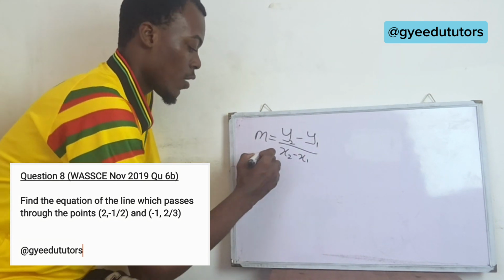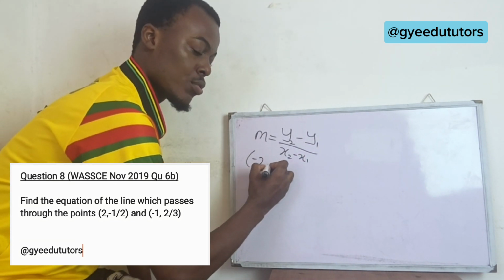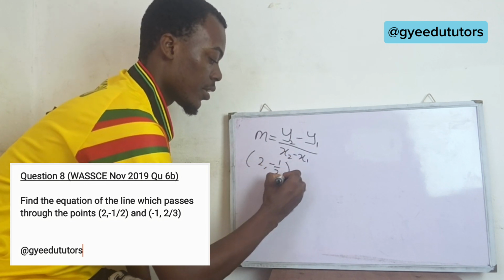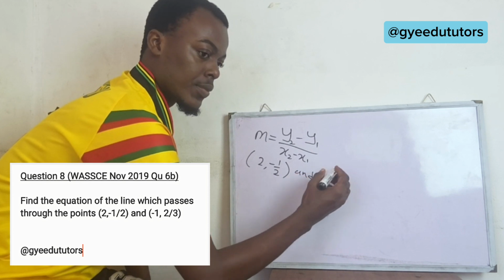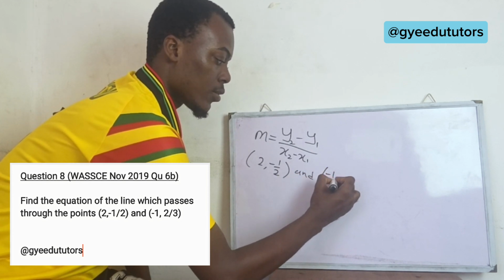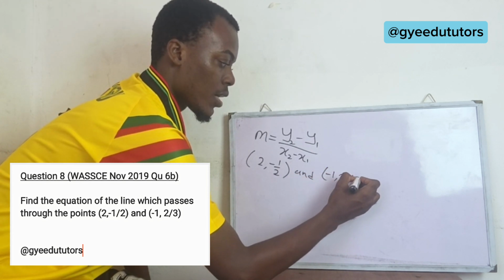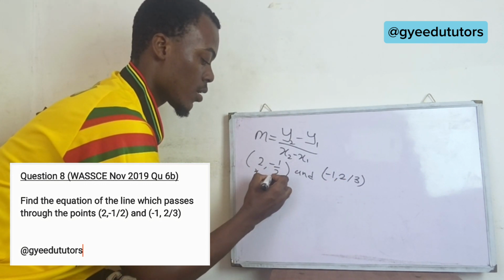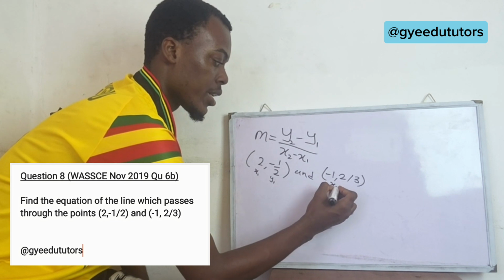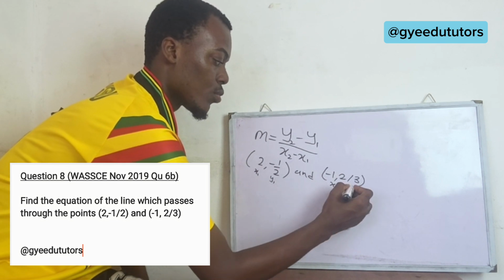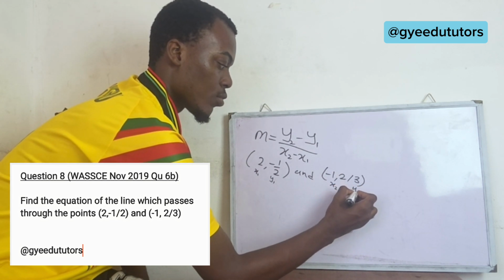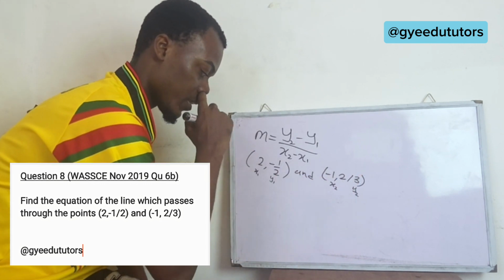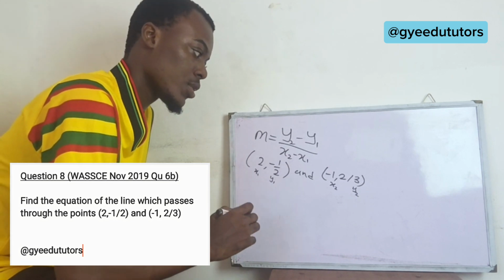So from our points, we have (2, -1/2) and (-1, 2/3). So you can make this x1, y1, and here x2, y2. This is -1 and 2 over 3. Okay. So now let's do it together.